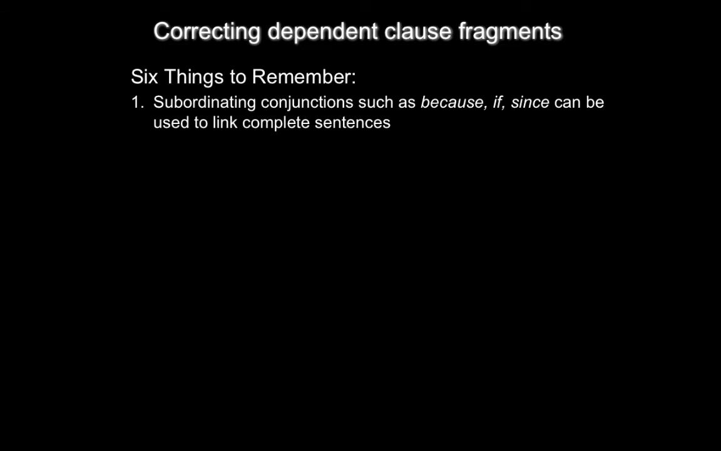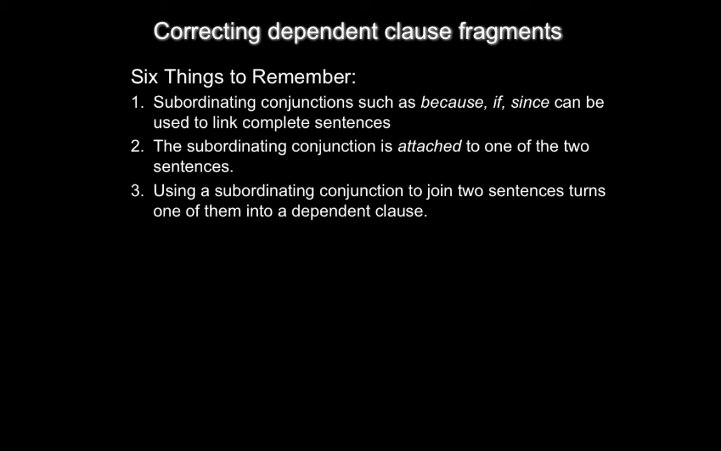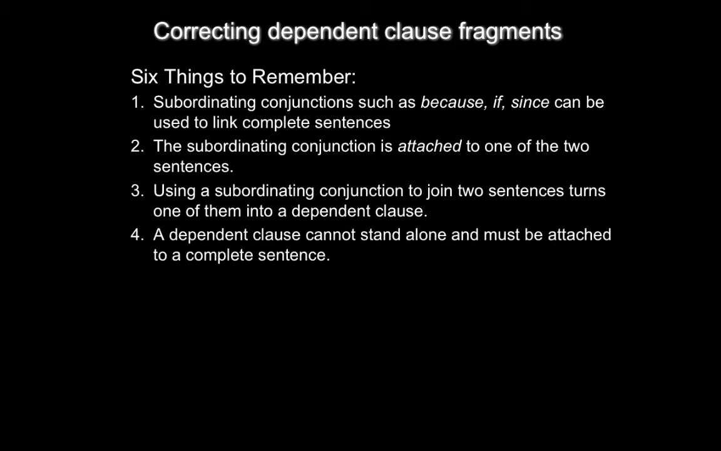If you know and can apply the following 6 points, you should be able to write sentences that contain subordinating conjunctions correctly. Subordinating conjunctions such as because, if, and since can be used to link complete sentences. The subordinating conjunction is attached to one of the two sentences. Using a subordinating conjunction to join two sentences turns one of them into a dependent clause. A dependent clause cannot stand alone and must be attached to a complete sentence, and this is important to notice because this is where sentence fragments come from when you're using subordinating conjunctions.